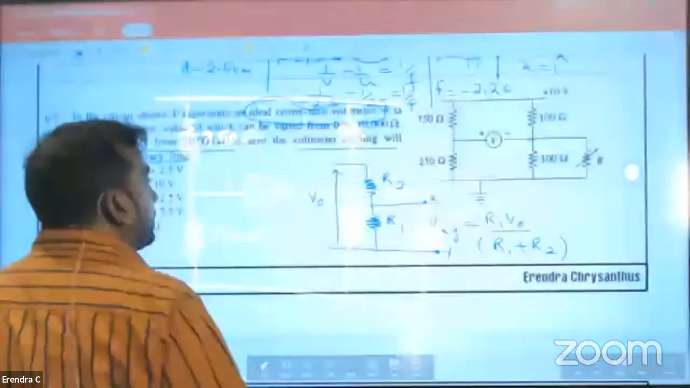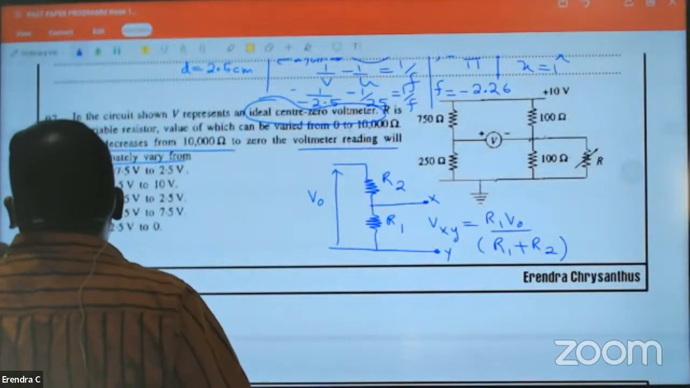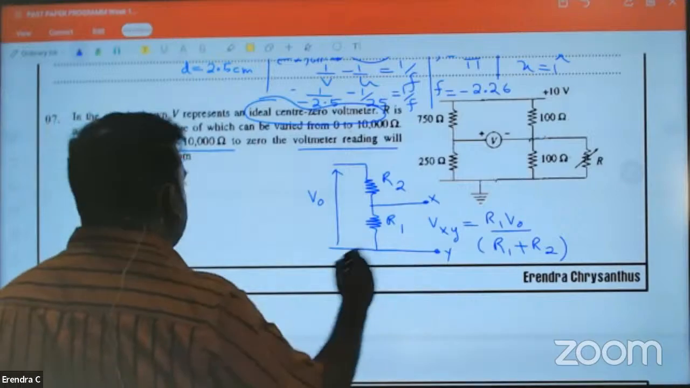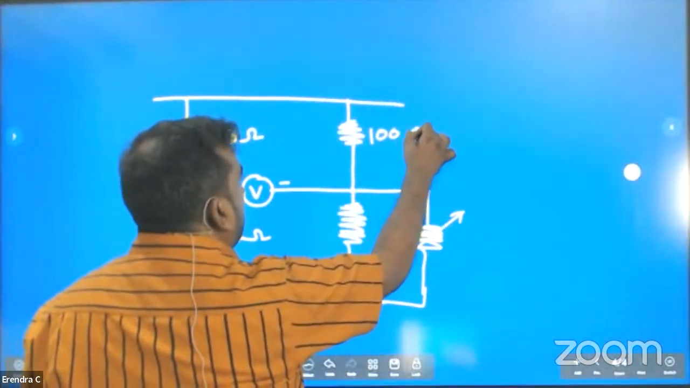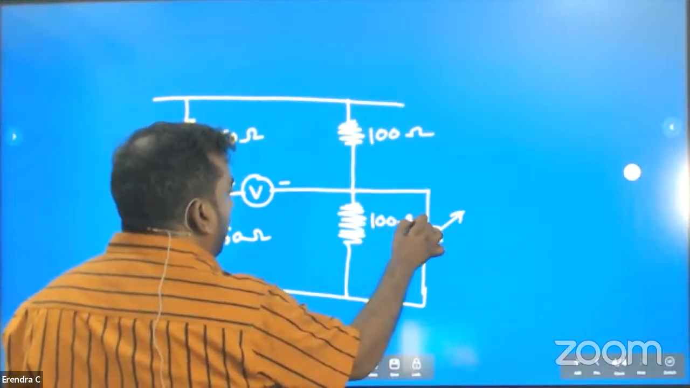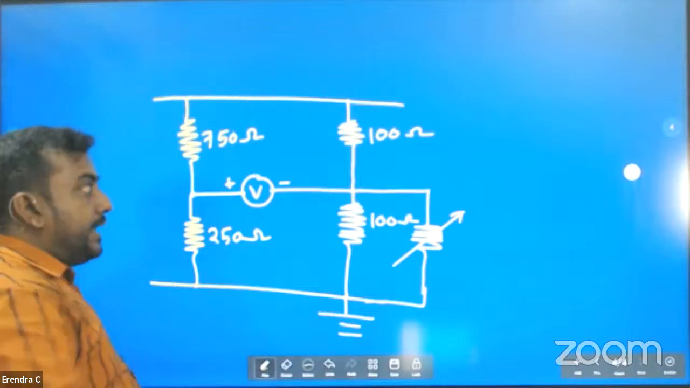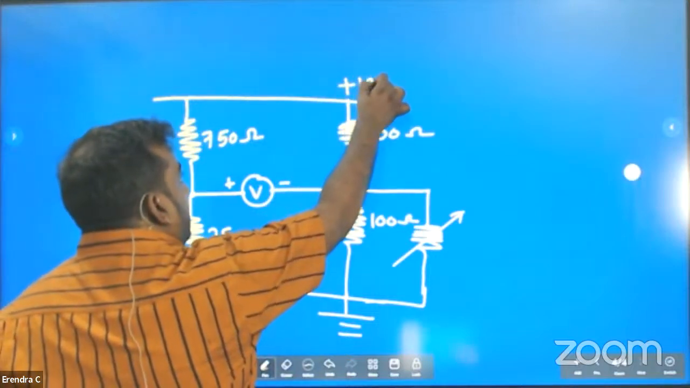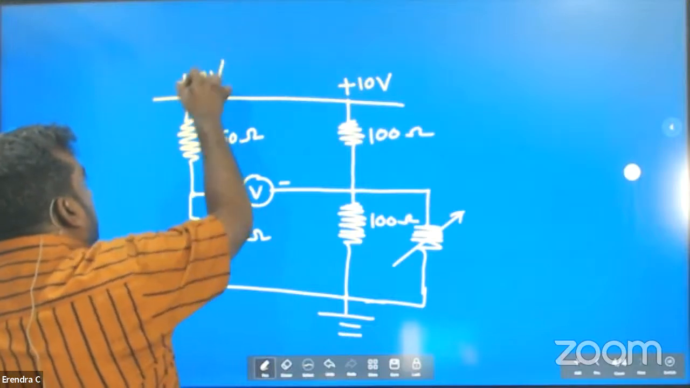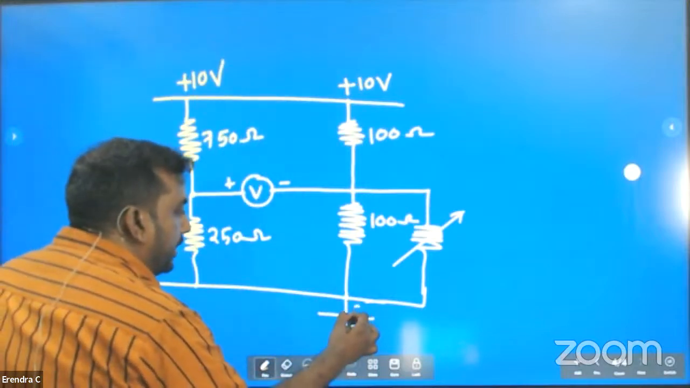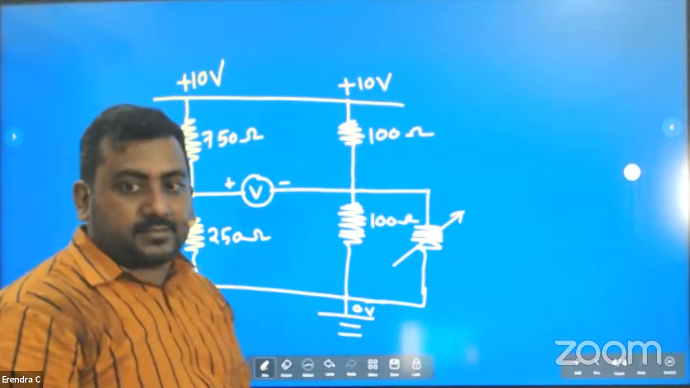Here, 100 ohm, 100 ohm, 100 ohm. Here grounded. Here plus 10 volt. Now here there is nothing. So this is also plus 10 volt on top. Here grounded, 0 volt. Here also 0 volt. Right.